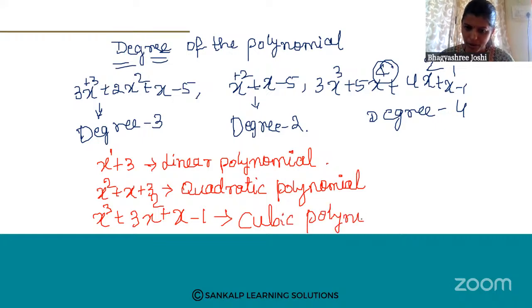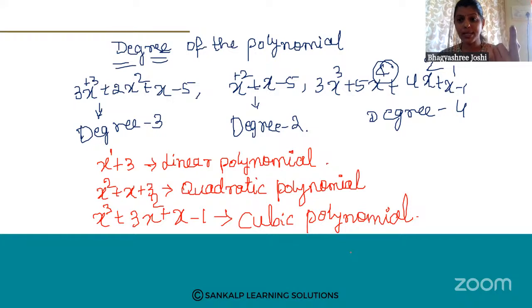Okay, remember, cubic polynomial. So if the degree is 1, then it is called a linear polynomial. If the degree is 2, then it is called a quadratic polynomial. If the polynomial has degree 3, then it is called a cubic polynomial. Understood? So based on the degree, we can divide polynomials into linear, quadratic and cubic. If the degree is 1, it is linear. Degree 2, quadratic. Degree 3, cubic.